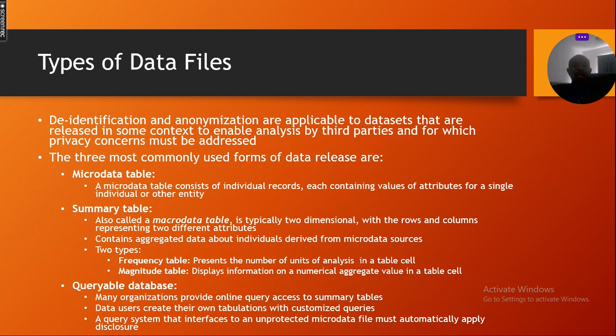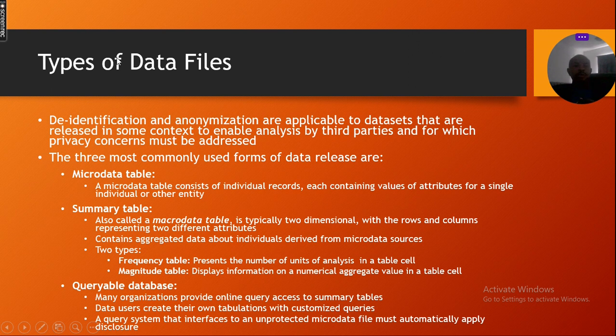Now, some of these data sets are, one, the microdata table in a database. Now, a microdata table consists of individual records: your name, your address, your zip code, okay? Each record contains values of attributes for a single individual or other entity. So the microdata table is just about your individual records, like your name, your address, and your zip code.